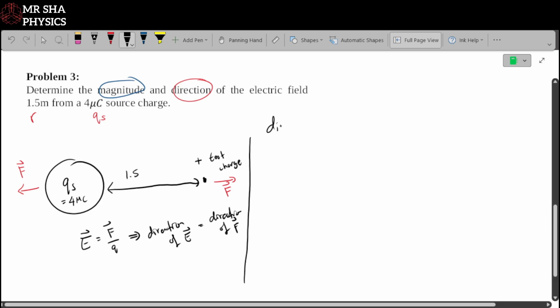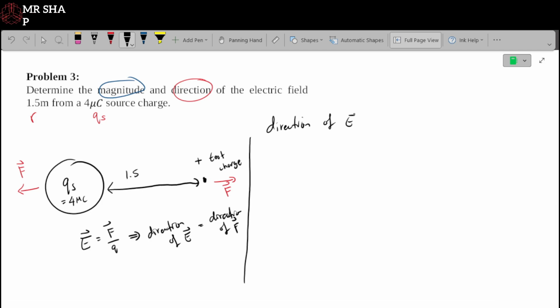I can say that the direction of E will be away from the source. And that solves the second part, which is the direction of E. So this is the answer for the direction of E.